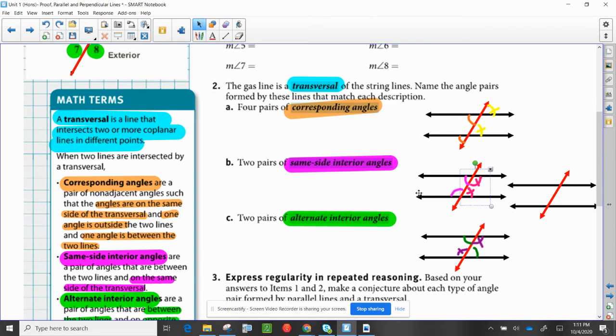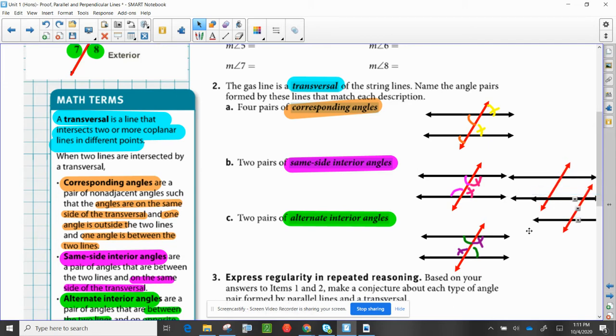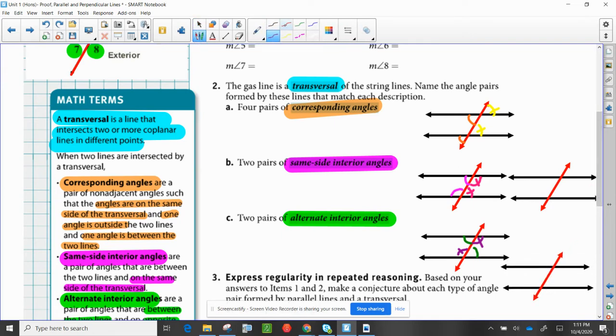Now your book doesn't talk about this too much yet. Okay, but we can also have same side exterior angles and alternating exterior angles. So that's why I kind of pulled up some more lines here. I'm just going to show you really quick while we're here talking about our angles. Okay, so if something is a same side exterior angle, they would be somewhere like here. So on the same side of the transversal, but exterior. So there and there. Okay.